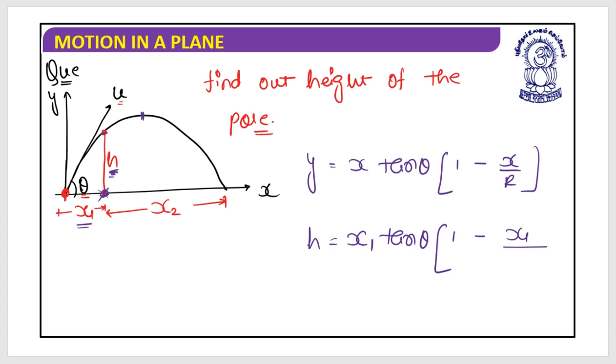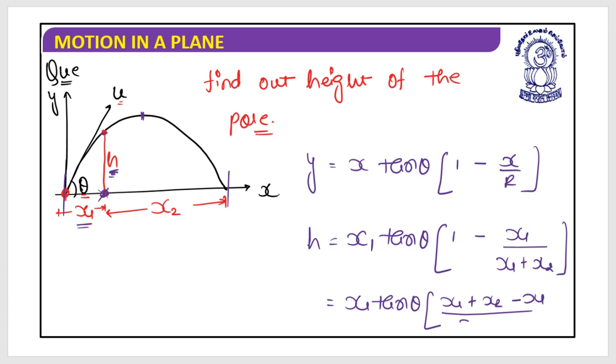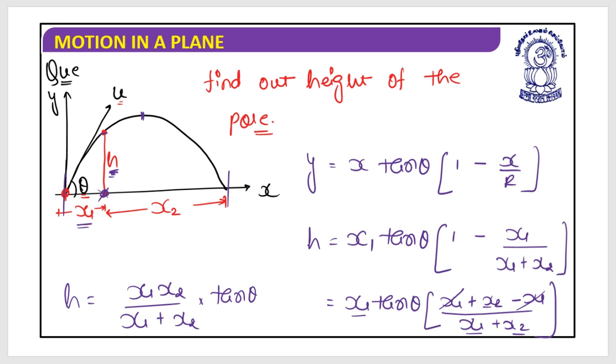Look at the diagram. What is range? It's the maximum horizontal distance, so this is x1 plus x2. So h equals x1 tan theta into bracket 1 minus x1 divided by x1 plus x2. If I solve this, I get h equals x1 x2 divided by x1 plus x2, multiplied by tan theta. This is what I require.